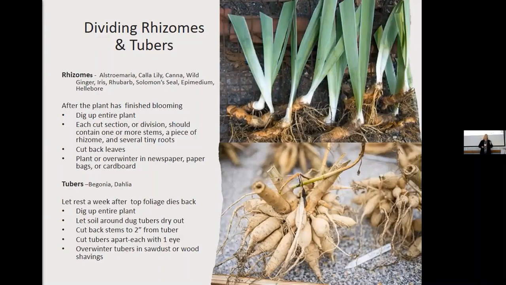And you can overwinter those. You don't want those to dry out like a tulip bulb or something. Put them in some sawdust or wood shavings just to keep them so they don't fully dry out. So that's division. It's an easy way. It's pretty straightforward. It's not rocket science.